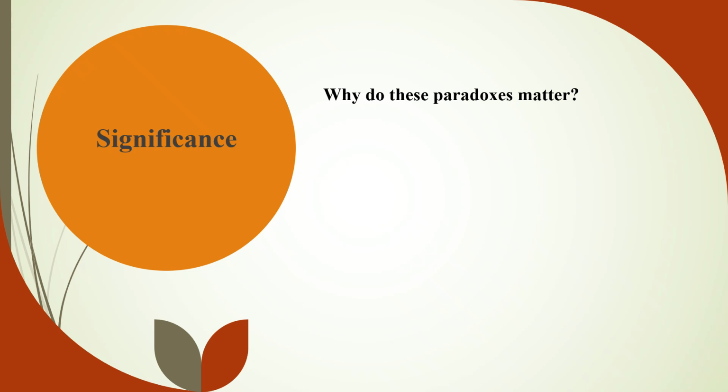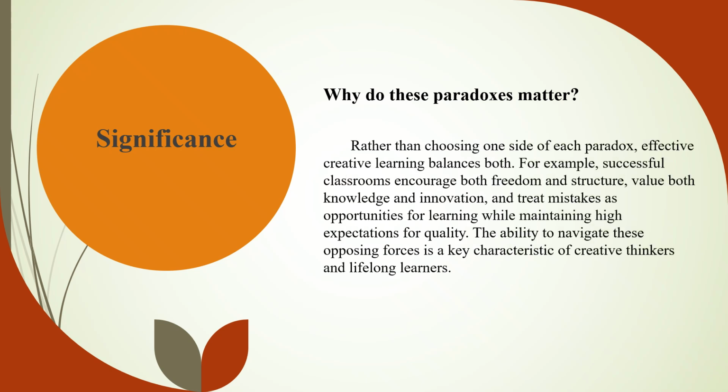Significance. Why do these paradoxes matter? Rather than choosing one side of each paradox, effective creative learning balances both. For example, successful classrooms encourage both freedom and structure, value both knowledge and innovation, and treat mistakes as opportunities for learning, while maintaining high expectations for quality. The ability to navigate these opposing forces is the key characteristic of creative thinkers and lifelong learners.